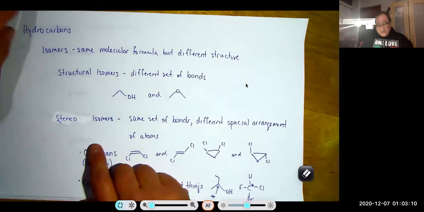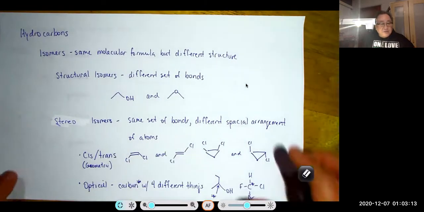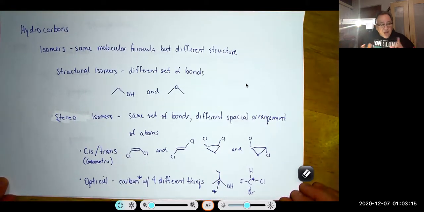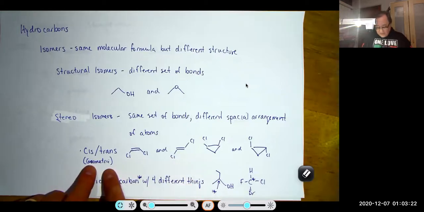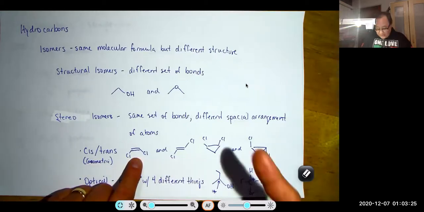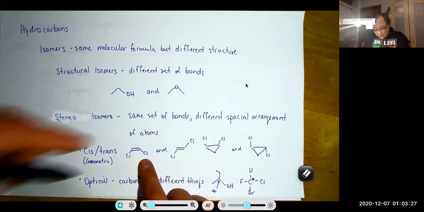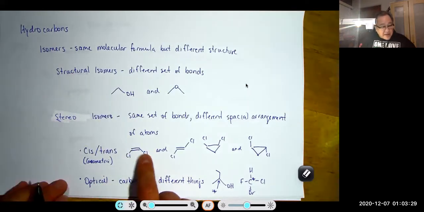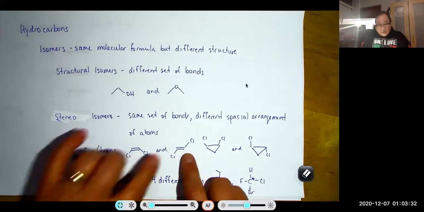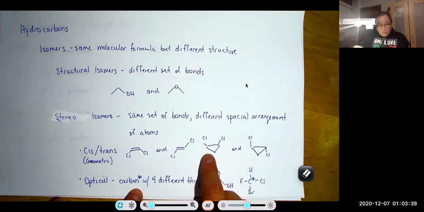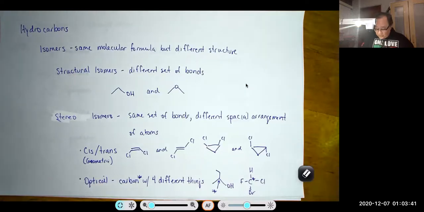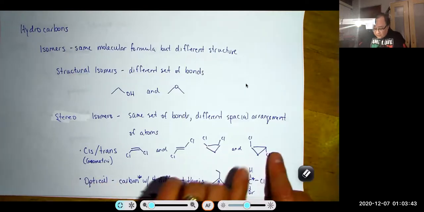In stereoisomers, they have the same set of bonds, but different spatial arrangement of atoms, and they're locked into those spatial arrangements. So here we have the cis-trans isomerism, which is called geometric, but I also like to call it cis-trans. You can see both hydrogens in this one are on the same side. Remember, the hydrogens are implied, and here the hydrogens are on opposite sides. So cis and trans. Here, the hydrogens are on the same side.